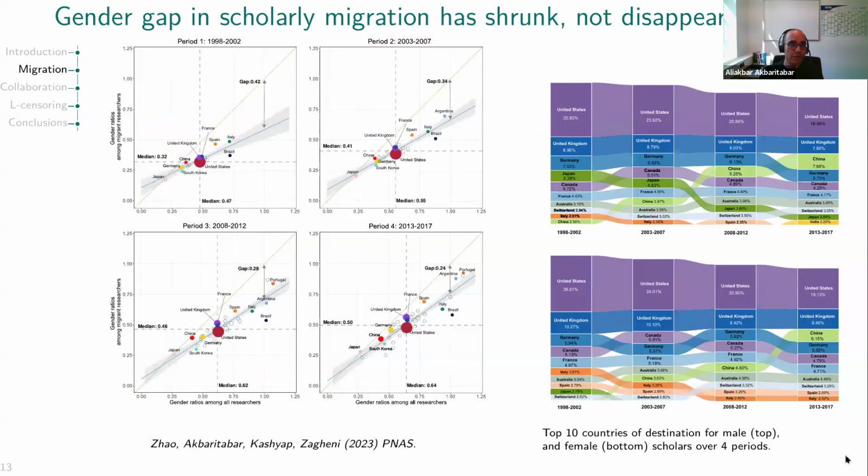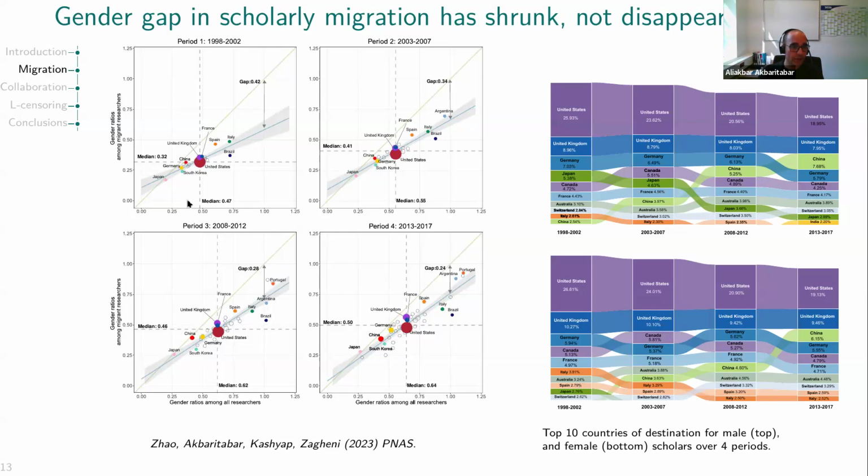On the figure on the left-hand side, I am showing you 4 panels, and each of these dots shows one country. So the study here was at the country level, and we focused on some countries and looked at the time periods. On the x-axis is the gender ratio among all scholars, that is, how many women do we have among the scholars per one man? And then on the y-axis, we show the same measure, but for mobile scholars or migrant researchers.